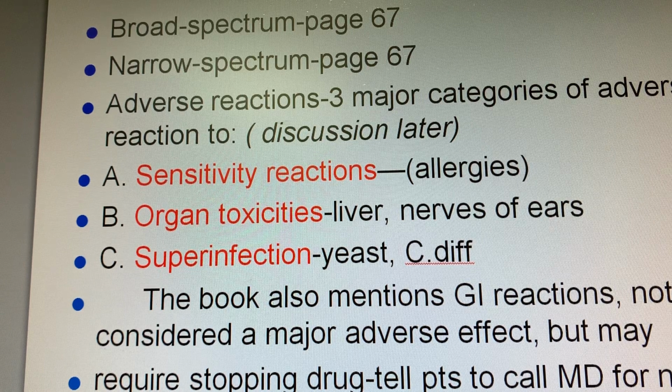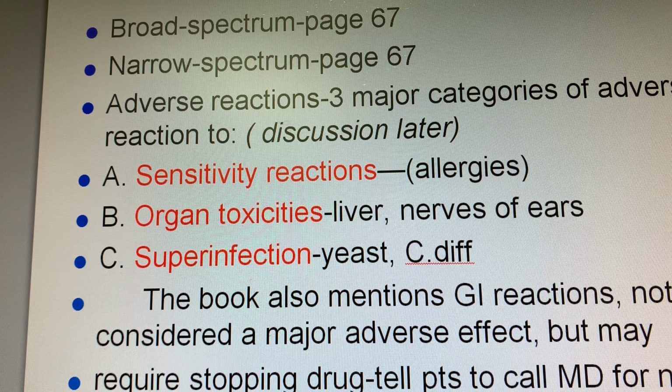And then C. diff, Clostridium difficile. Every healthcare provider is familiar with that. The good bacteria is destroyed in the bowel, and then C. diff has a chance to take over, and it can eventually cause C. diff colitis, which can ultimately be fatal, but it's very common. And once you smell C. diff, you will never forget it.